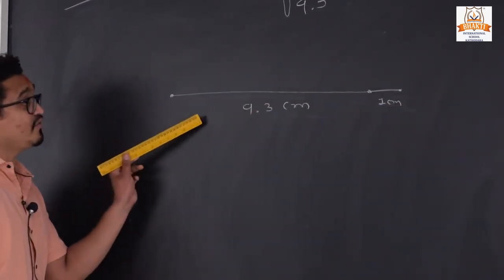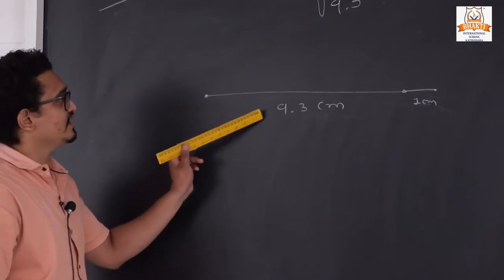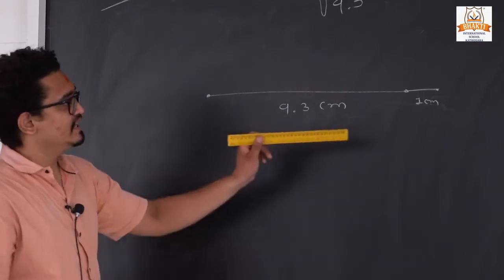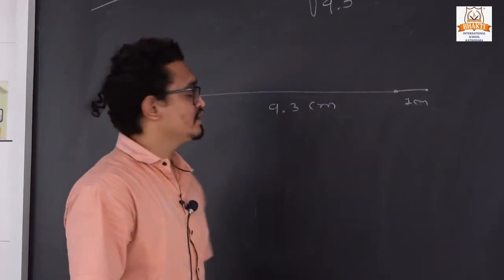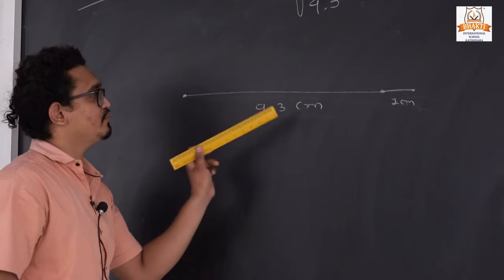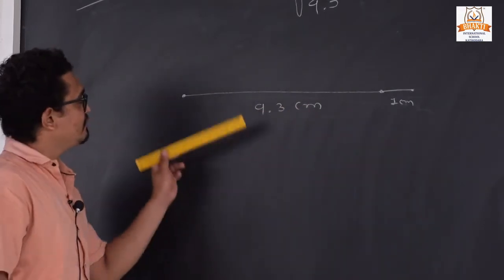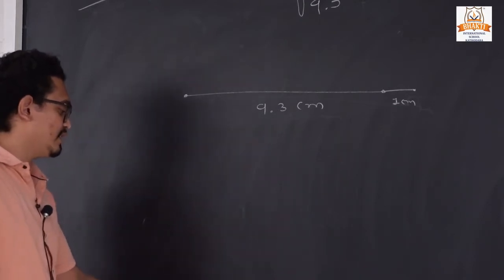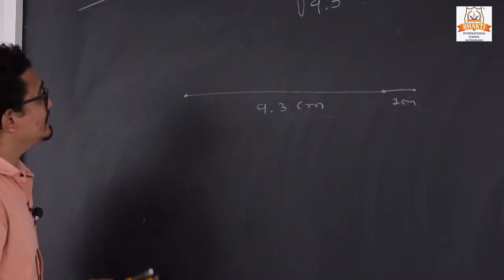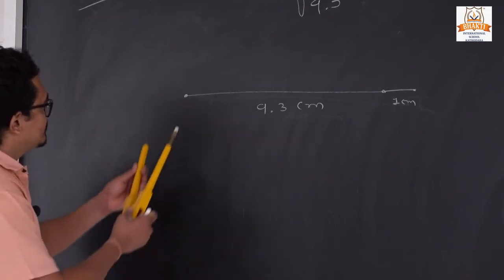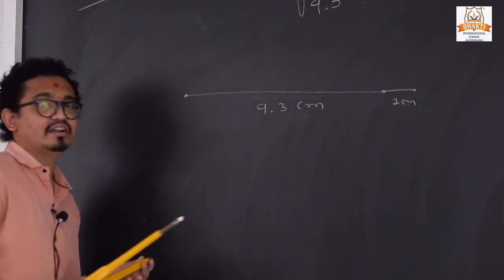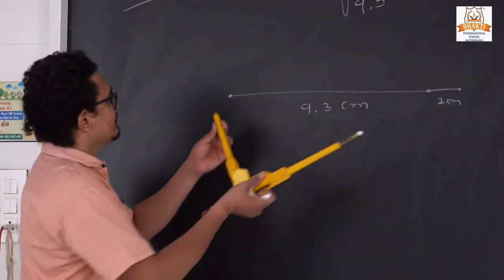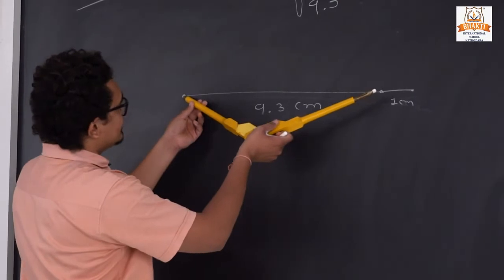First of all we draw the 9.3 centimeter on the number line, and then we draw one more centimeter. So that will be a total of 10.3 centimeter. Now we want to find its bisector. Bisector means we want to find its midpoint. So finding the midpoint, in a previous standard you have the chapter on construction in 6th or 7th standard.